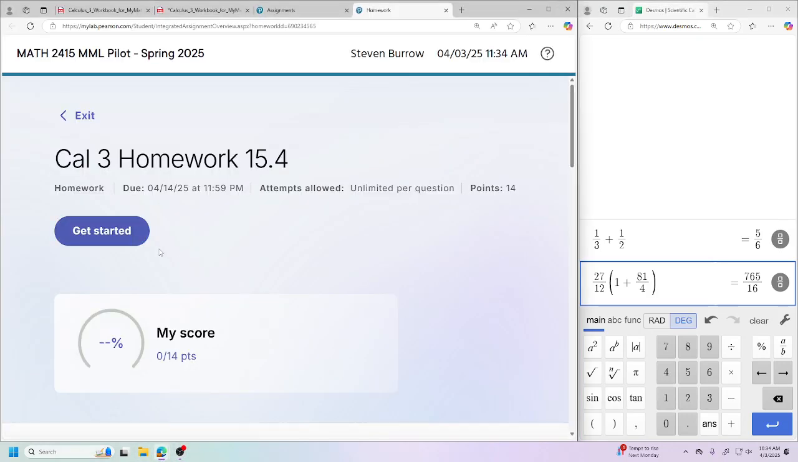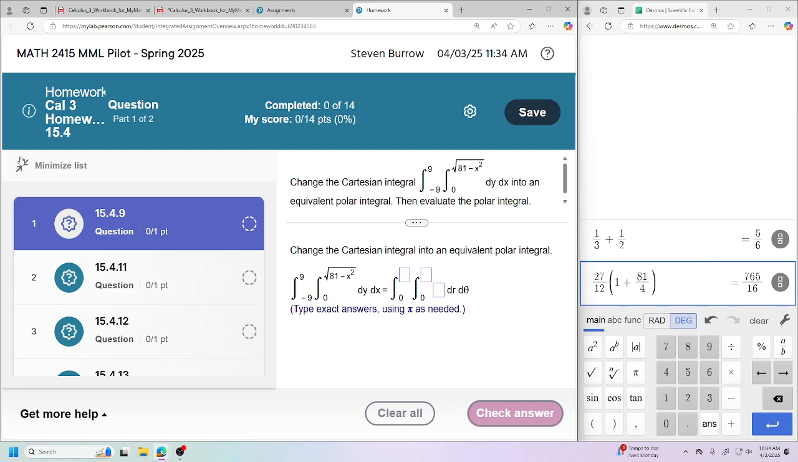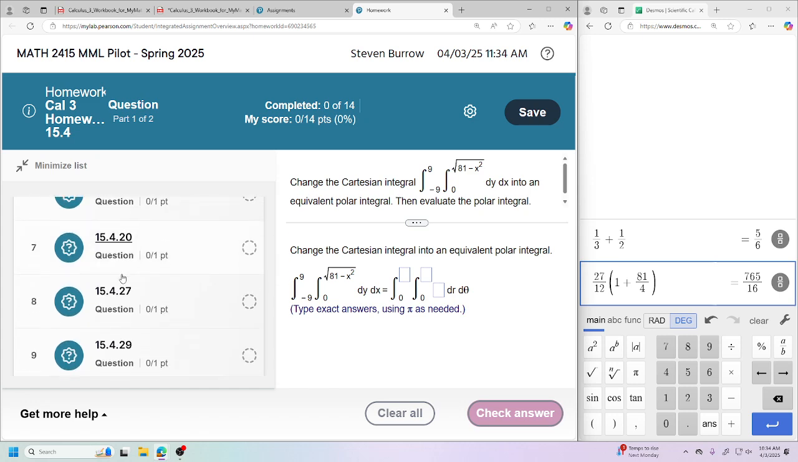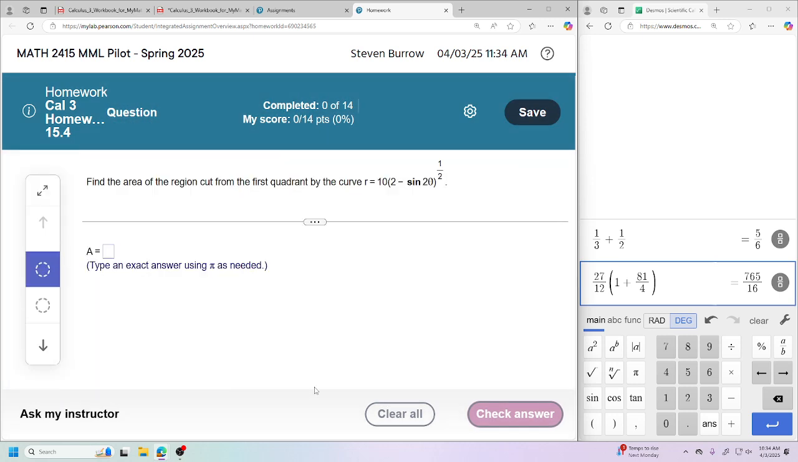All right, we're in, and we're doing question... What was it again? This first one's question 8. Question 8. Okay. Find the area, first quadrant. Okay. Now, first off, this is a homework problem.